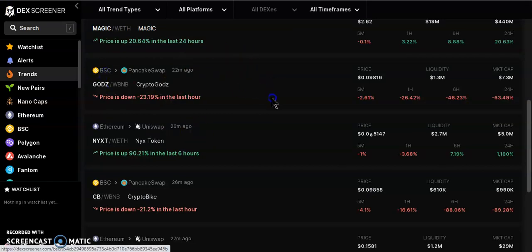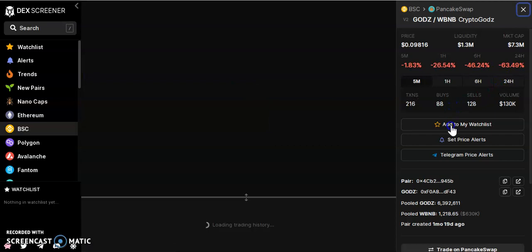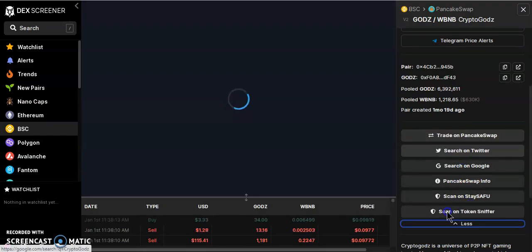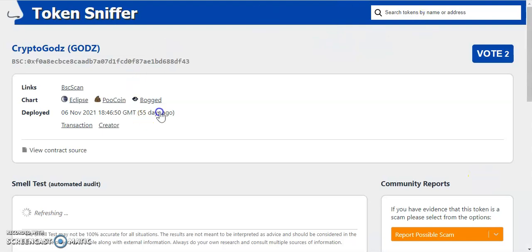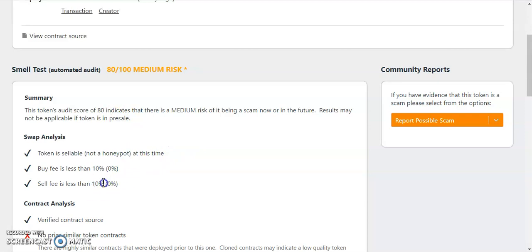Let's check this one. Another thing that you should do before you jump into any token is scroll down and go to Token Sniffer. You have to keep two things in mind. Make sure the token is not a honeypot, and bear in mind the buying and selling fees. Check these, because you're just going to go for the swing trade, probably 1 or 2 trades.